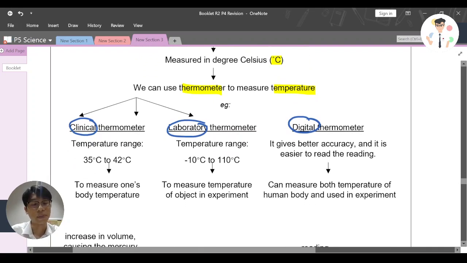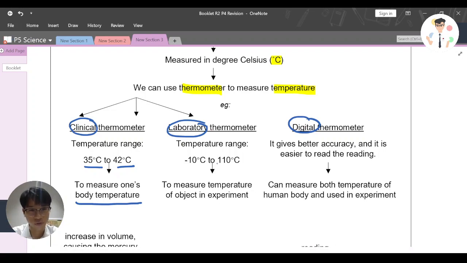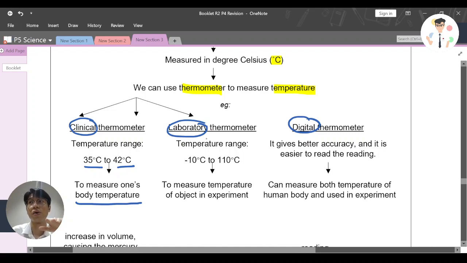The clinical thermometer is used, for example, to measure a body's temperature. Its range is usually 35 degrees Celsius to 42 degrees Celsius. Why? Because the human body temperature is usually around this range. If it goes below 35 or beyond 42, it's too extreme. Next, we have the laboratory thermometer, which goes from negative 10 degrees Celsius to 110 degrees Celsius, and we use this to measure an object's temperature in an experiment. That's why it's a laboratory thermometer.